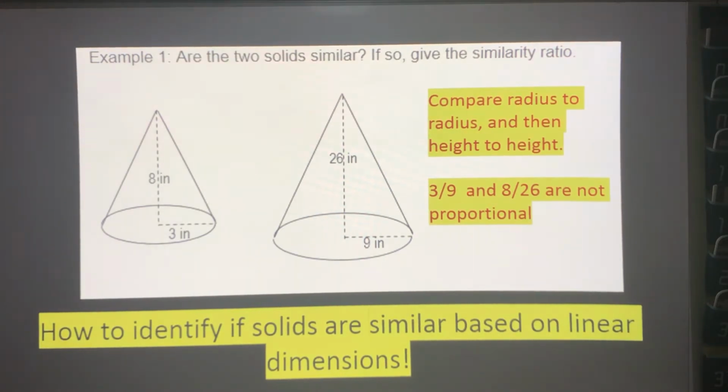So again, as a summary, we want to compare the radius to the radius and the height of one to the height of the other and make sure the comparisons are the same. In this example, I went left divided by right, left divided by right. You could also do right divided by left if you wanted. Just make sure the ratio is set up appropriately with the value coming from the correct shape.